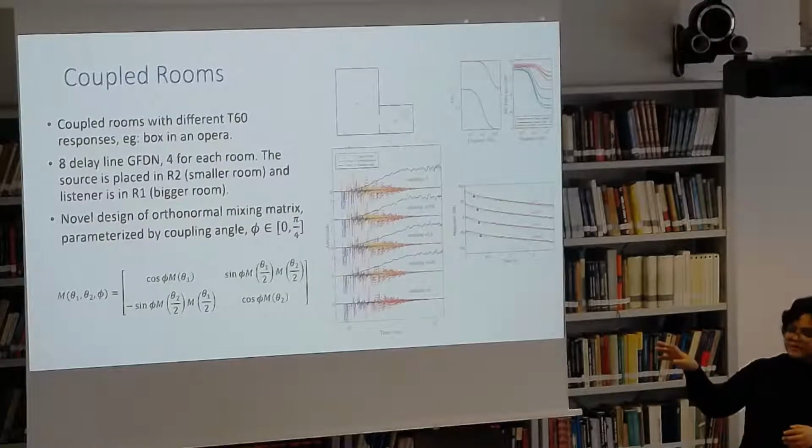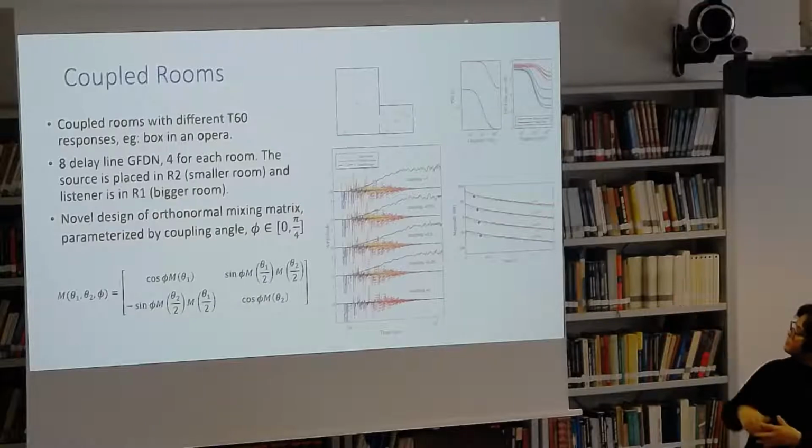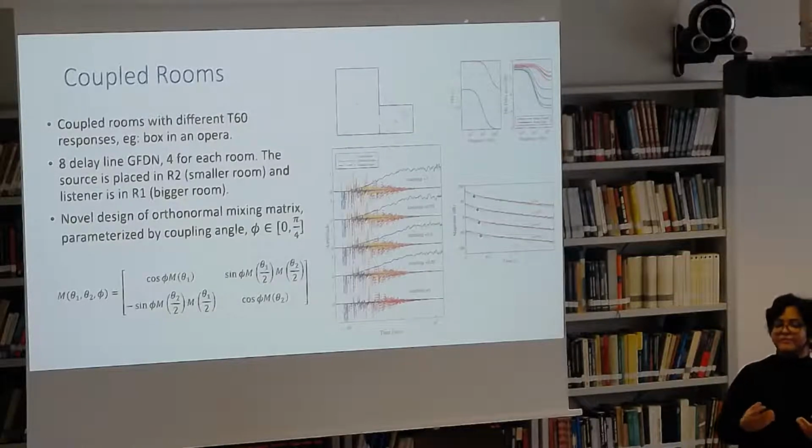Now I've placed the source in the smaller room and the listener in the larger room as shown in that picture. So again, you will have a fast early decay followed by a late slow decay. And the design of the mixing matrix is interesting because, like I said, you have to design the mixing matrix to preserve system stability, which means it has to be unitary. But now we've got all of these new parameters. Earlier, I only introduced one parameter theta, which controlled the mixing in one room. But now I have 3 parameters here, theta 1, theta 2, and phi.